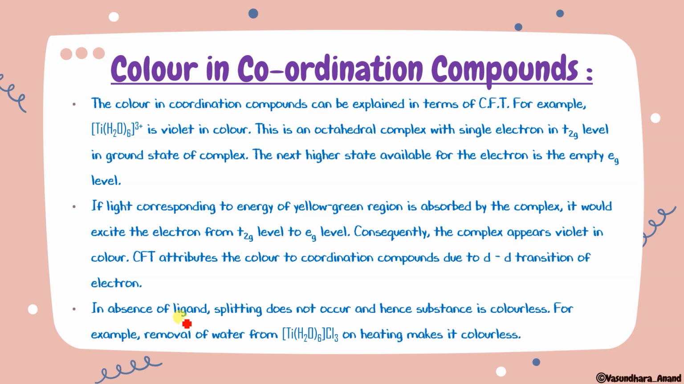That's why it is having darker color, while this is having less number of unpaired electrons, and hence less, what we say, dim color or light color. For example, removal of water from this on heating makes it colorless. अब ये इसको अगर हम heat करते हैं, water हट जाएगा, so obviously it will be colorless. And how it will be?